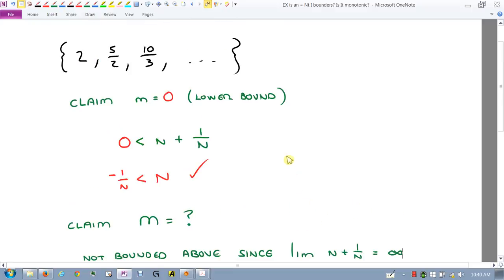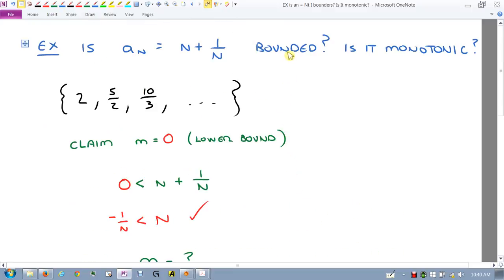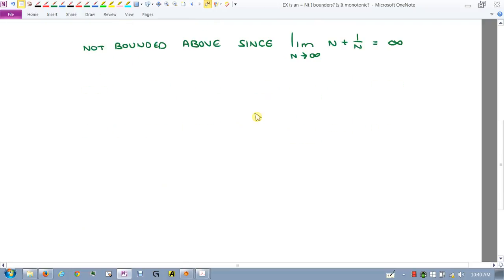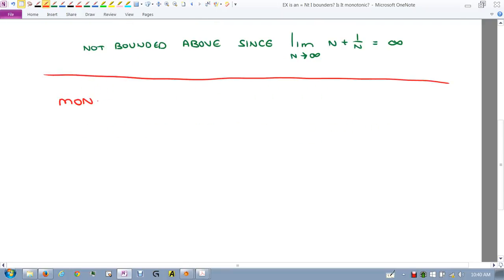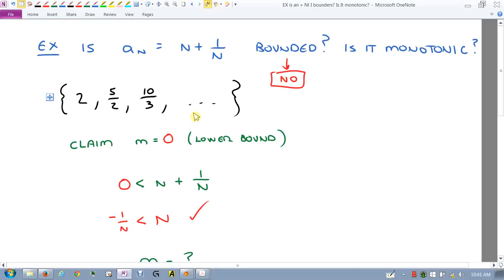All right, so the question here, is it bounded? No. It was bounded below, but not above. So the answer to this is no. Is it monotonic? What does it mean to be monotonic? Either increasing or decreasing. So what do you think it is? If it is one or the other, which one do you think it is?